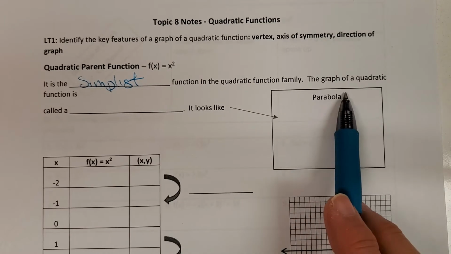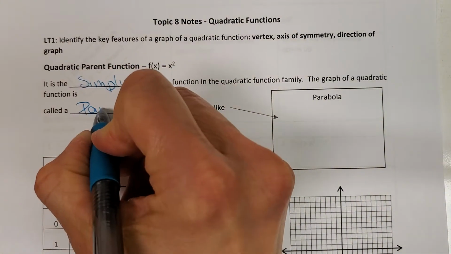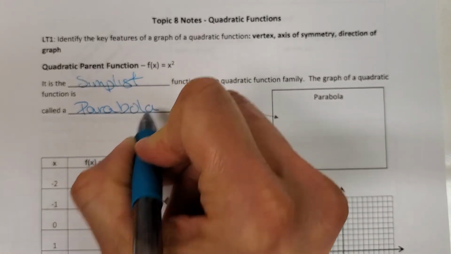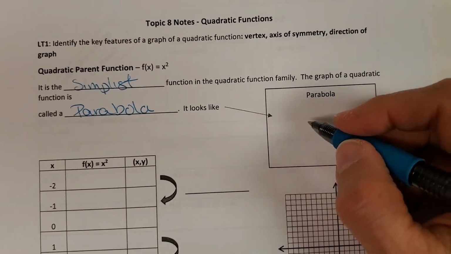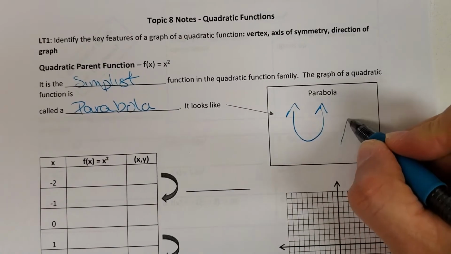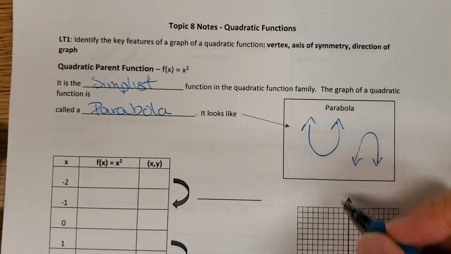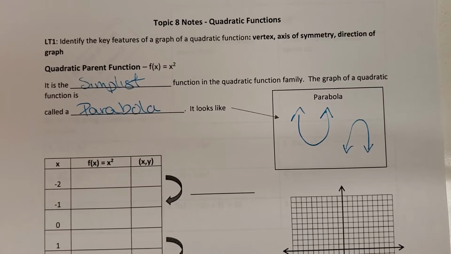But you need to know that the graph of a quadratic function is called a parabola. The shape of a linear function is called a line. The shape of a quadratic function is called a parabola, and it looks like this. It could also be upside down. It could also be skinnier and wider, but it's basically a U shape, called a parabola. And we're going to look at that basic parent function.